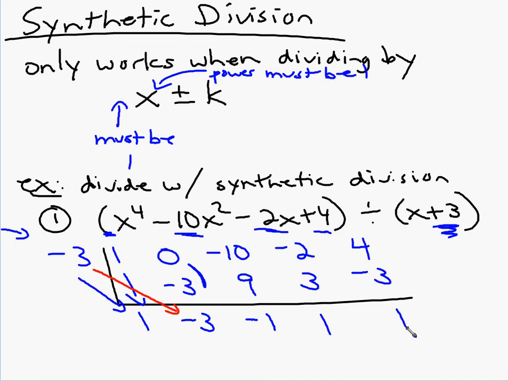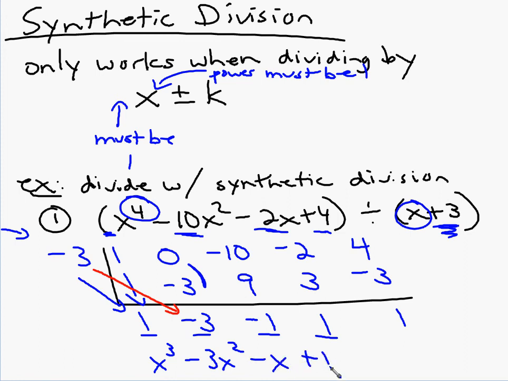Now, what you need to notice is that if I'm dividing something to the 4th by an x, my answer should start with a cubic. Okay, so you go down 1. So my answer, these are the coefficients of my answer. I'm going to have 1x cubed minus 3x squared minus 1x plus 1, but I have a remainder. So I need to write plus 1 over, just like we did before, what I divided by, x plus 3.